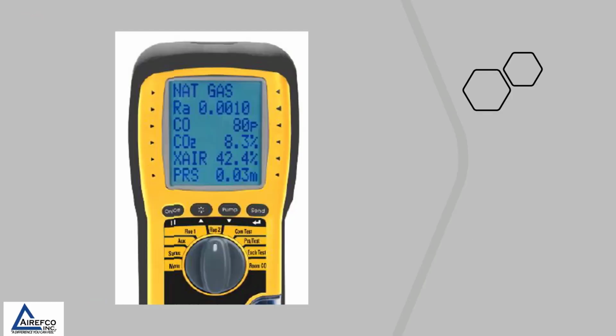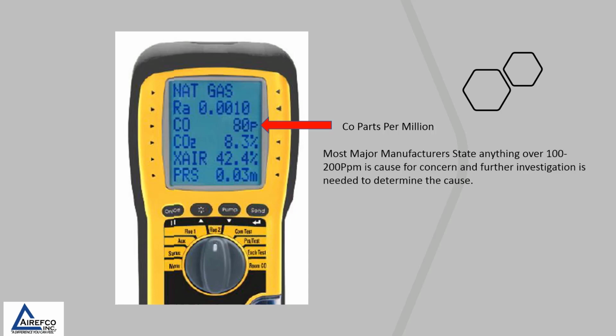The main purpose of this video is to point out the levels of CO that are allowed in a space. On your combustion analyzer, you'll notice the parts per million is read out on the display. Most major manufacturers state that anything over 100 to 200 parts per million is cause for concern, and further investigation is needed to determine the cause.